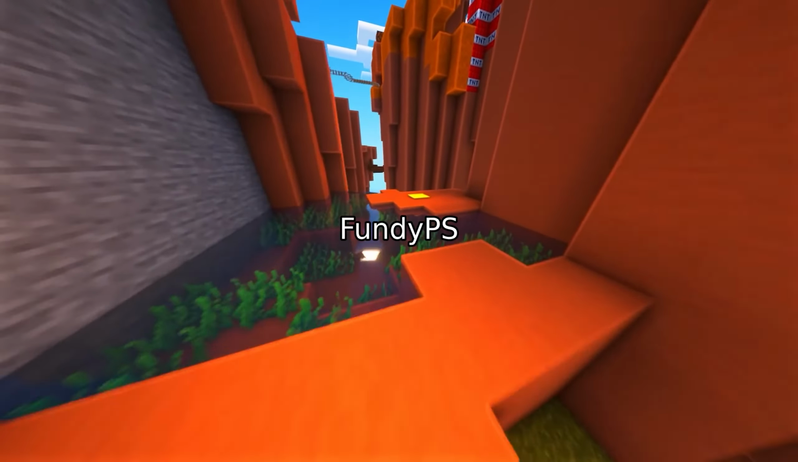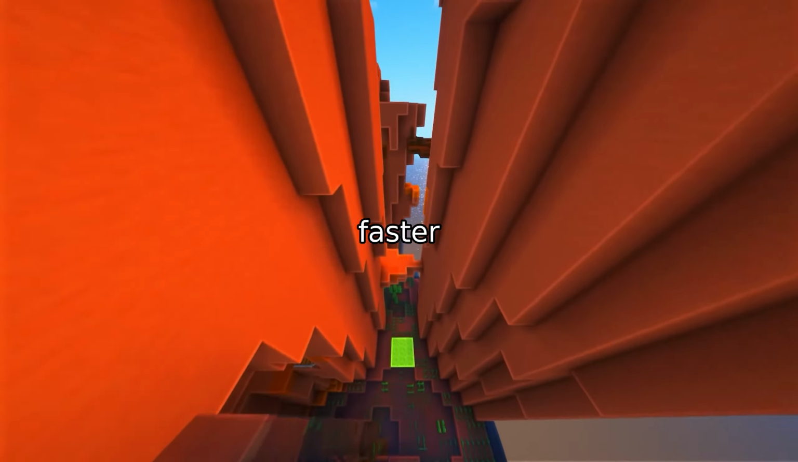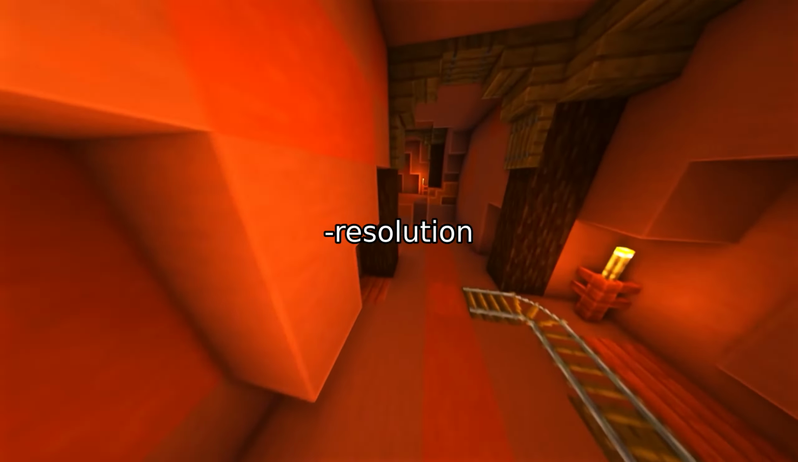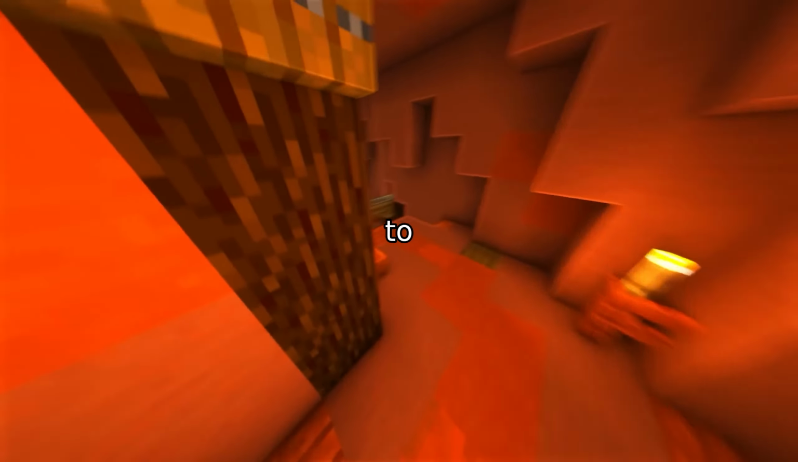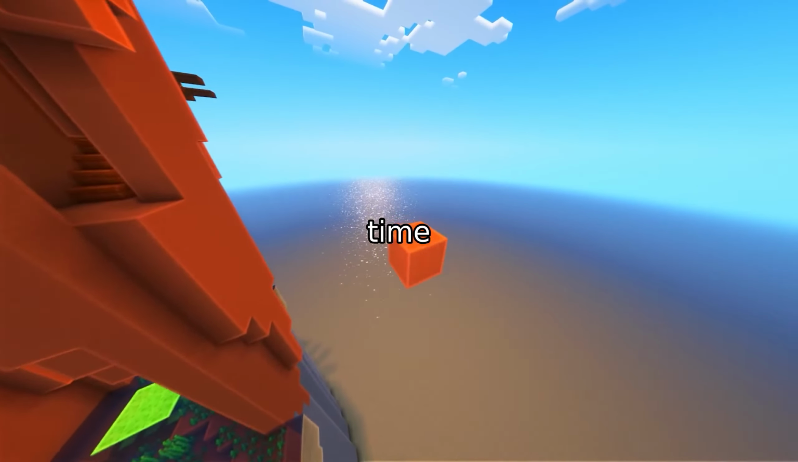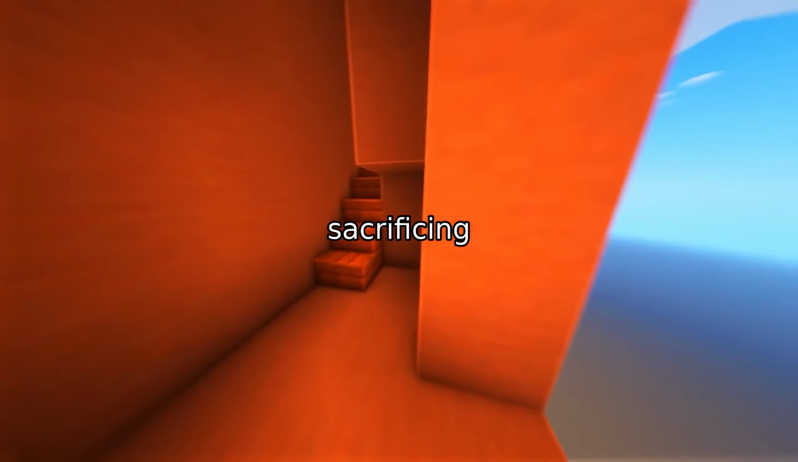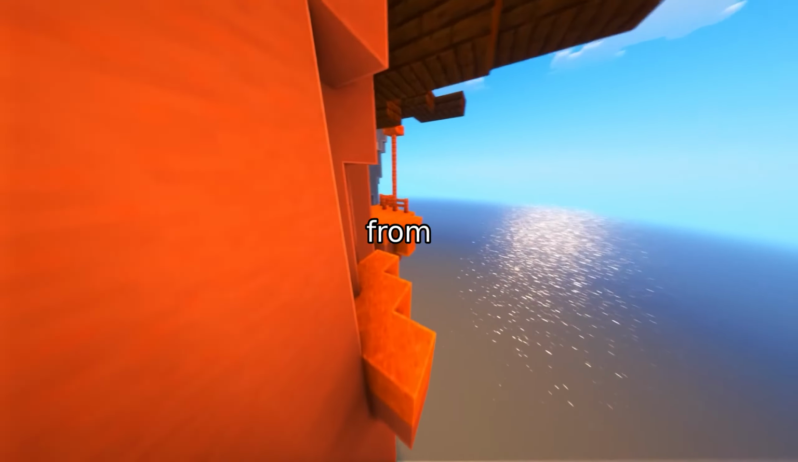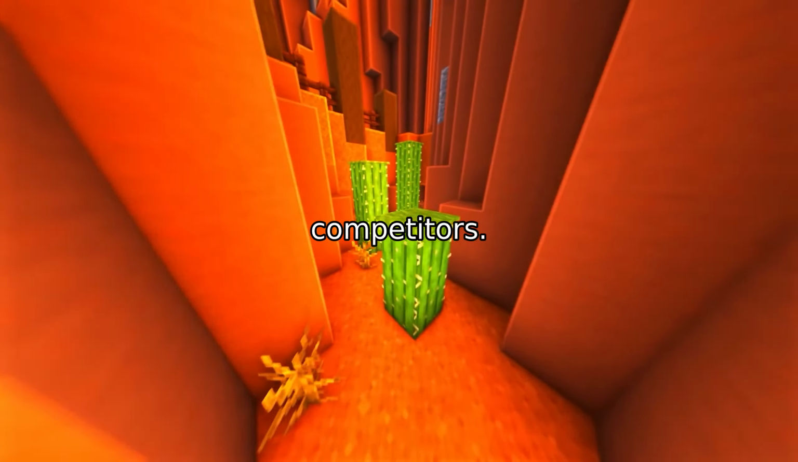The results? FunDPS is 25 times faster and 32% more accurate than existing methods. It uses a multi-resolution strategy, starting with low-res data to grasp the big picture, then refining details. This cuts computation time by 75% without sacrificing precision. In tests, it reconstructed complex systems like fluid flows from just 3% of the data, outperforming competitors.